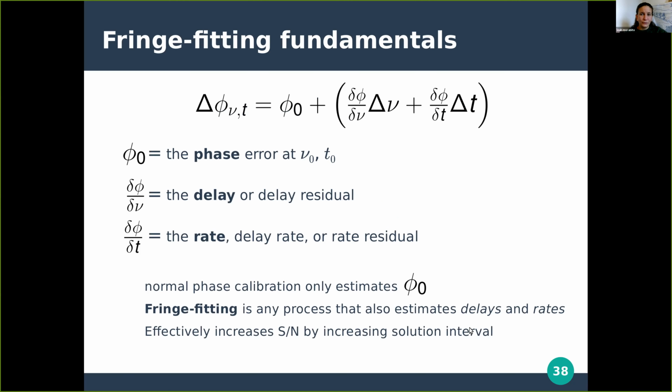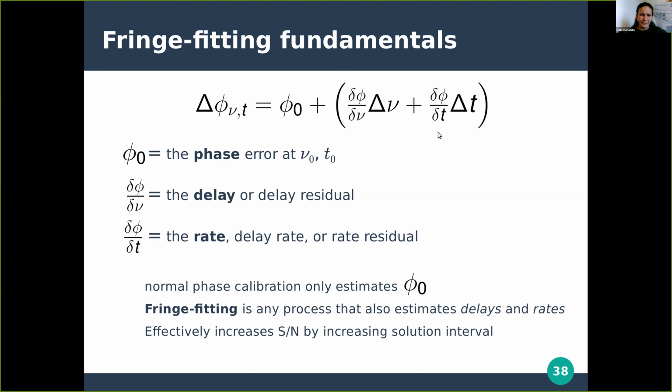And this equation is really the basis for fringe fitting. So again, here we have our phi naught, this first term, which is the phase error at a particular frequency and time. And then we have the frequency dependent term, which we call the delay or the delay residual, which is how phase is changing in frequency. And then we also have the time term here, where the d phi dt is what we call the rate, the delay rate, or the rate residual. And this is how phase is changing in time.